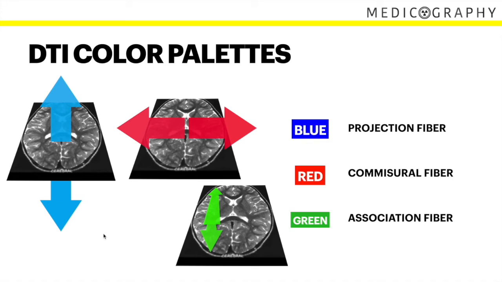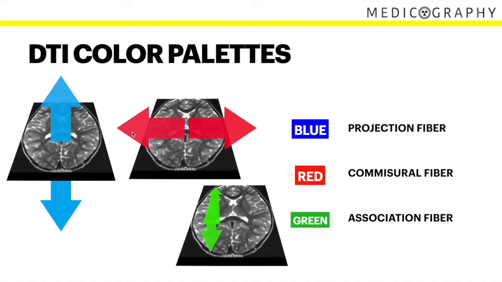So if you are really having trouble remembering this, just remember that the sky is blue and the sea, yeah, it's not that blue, but assume it, the sea is quite blue. So when you look up at the sky and you look down at the sea, it's going to be blue. It's a blue projection fiber going up, going down.